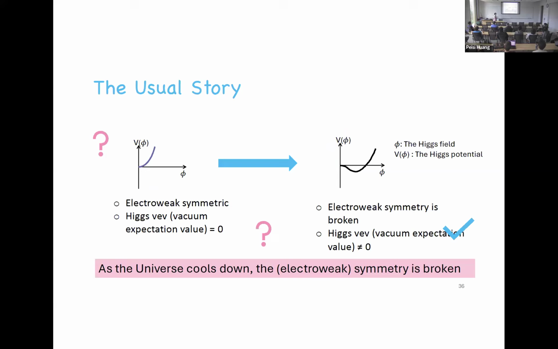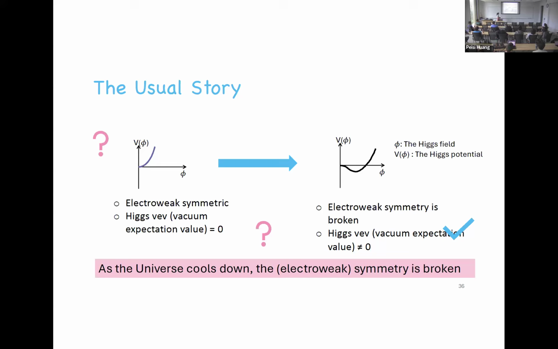We say at high temperature, the universe is in the symmetric phase. The Higgs has a zero vacuum expectation value. And as the universe cools down, electroweak symmetry is broken, and the Higgs acquires a non-zero vacuum expectation value. This is the normal picture we talk about. However, on this whole slide, the only thing that is true is this one. We know the Higgs today has a non-zero vacuum expectation value because we have measured that.